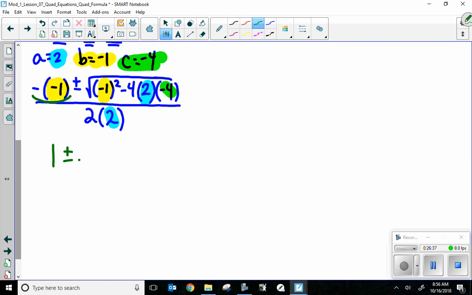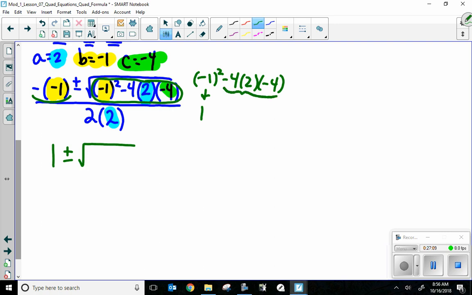Plus or minus the square root of. Now, this should not be difficult to do in your head. Even if it was, you have a calculator. I want you to just take what's underneath the radical and figure out that. Negative 1 squared minus 4 times 2 times negative 4. Okay? This turns into a positive 1. Minus 4 times 2 is minus 8. Times another negative 4 is plus 32. That gives me 33. That's what all this under the radical is.